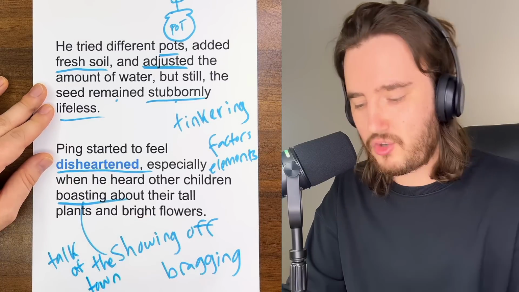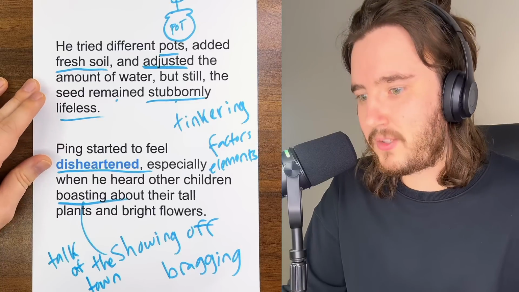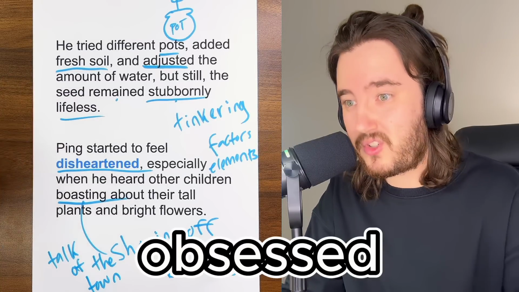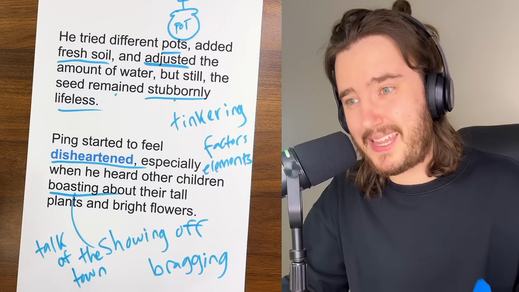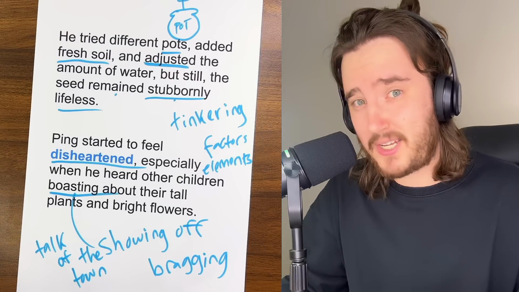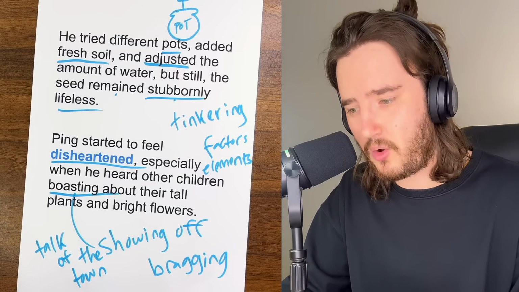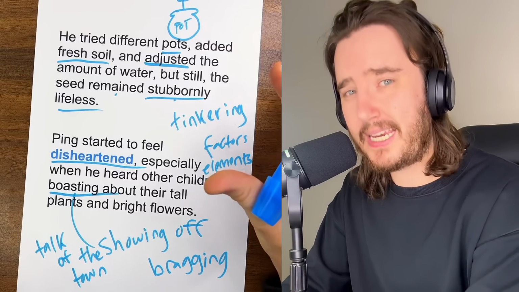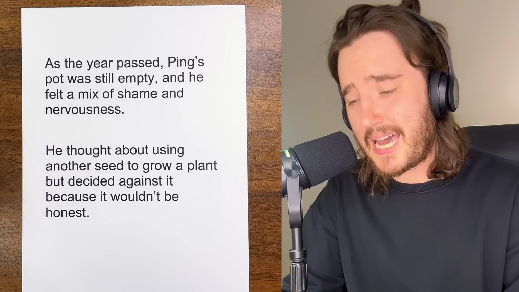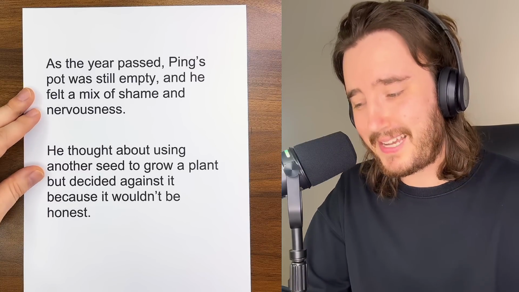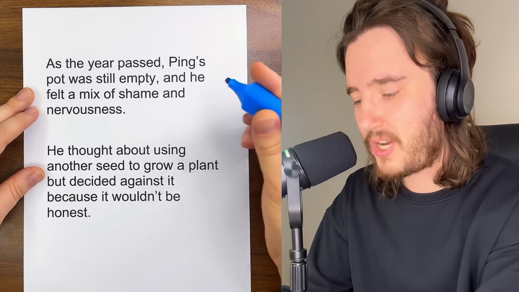What does that mean? Talk of the town. That means everybody is obsessed with it. Everyone is talking about it. And obviously they want their flower, their plant to be the talk of the town in order to get the emperor's attention, right? As the year passed, Ping's pot was still empty and he felt a mix of shame and nervousness.